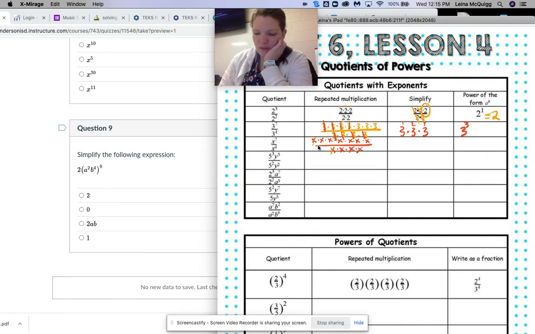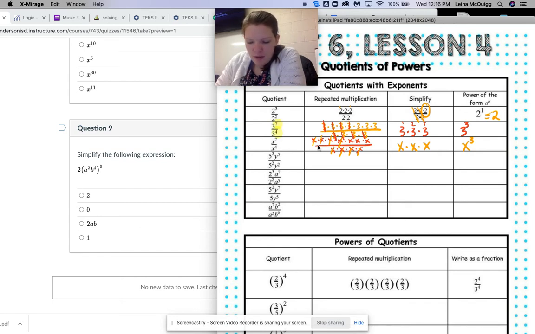So x divided by x is 1. x divided by x is 1. x divided by x is 1. x divided by x is 1. All I'm left with is x times x times x, which is my base is x, and I have 3 of them, x cubed. So what do we notice about our exponents?